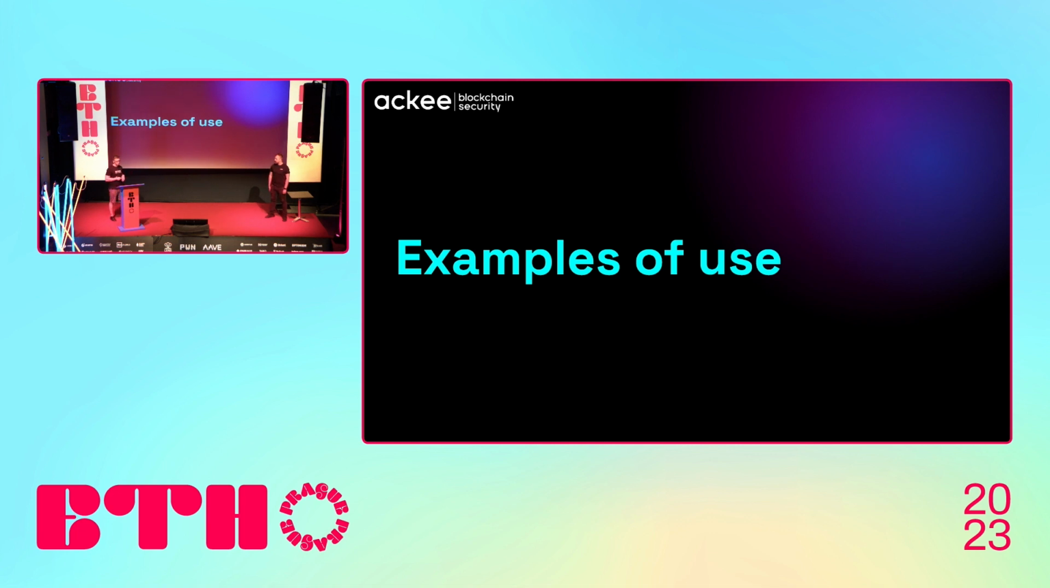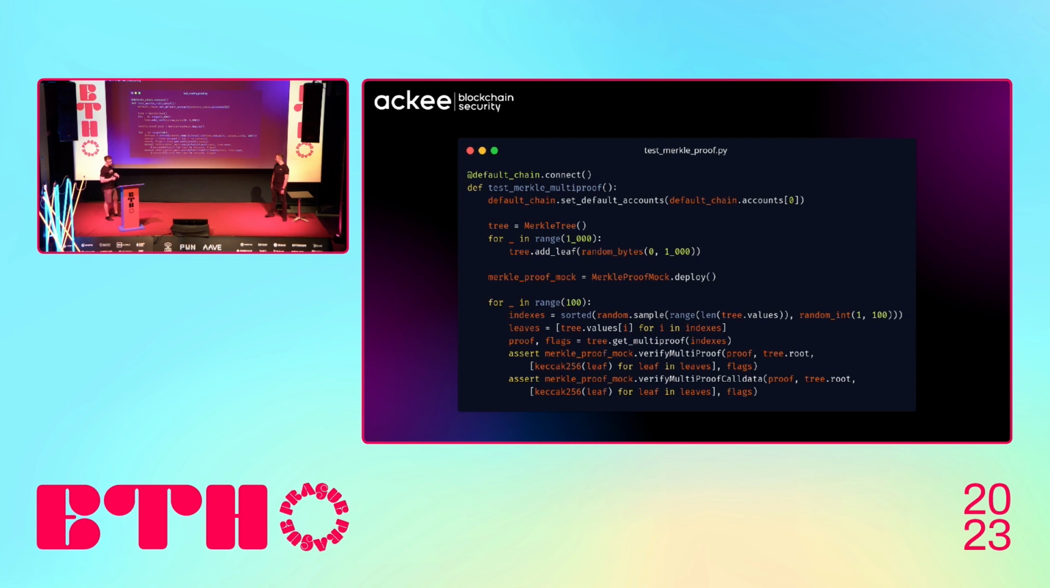Okay, and I have 2 examples here. As Jan already said, we have audited Solidity recently, and these examples basically come from the Solidity audit. The first one is about Merkle proofs, and what's really nice, I would say, is that when you want to verify or test a contract that verifies Merkle proofs, then you need to generate the Merkle proofs first. So you need a Merkle proof implementation, and I would say it's very easy to do this in Python, especially when you need to generate multi-proofs.